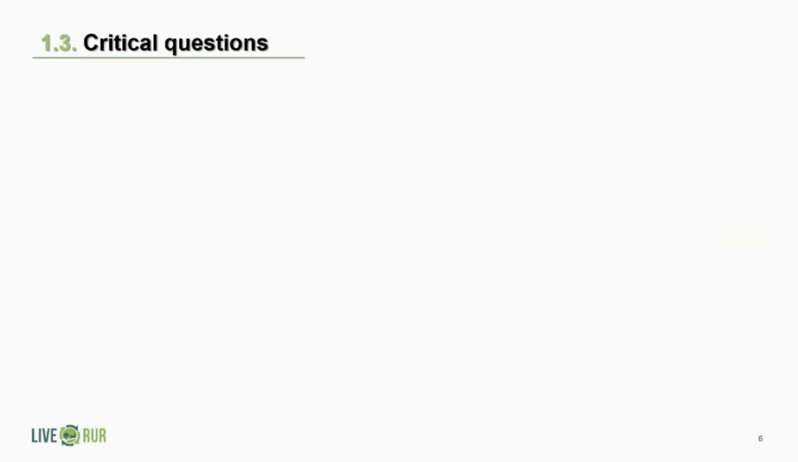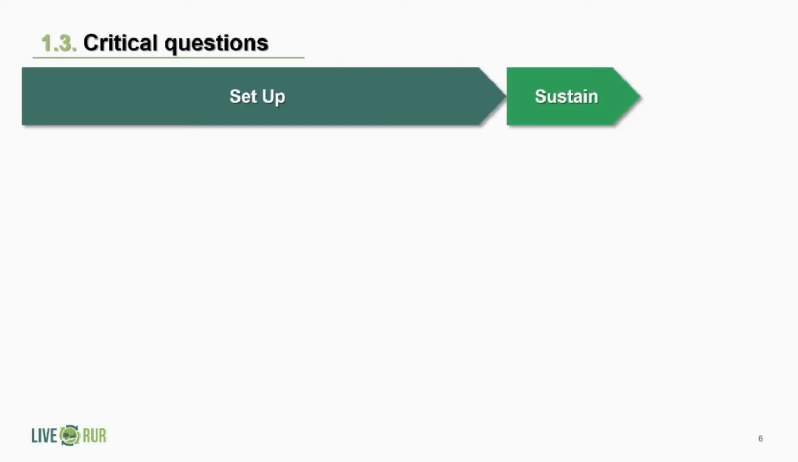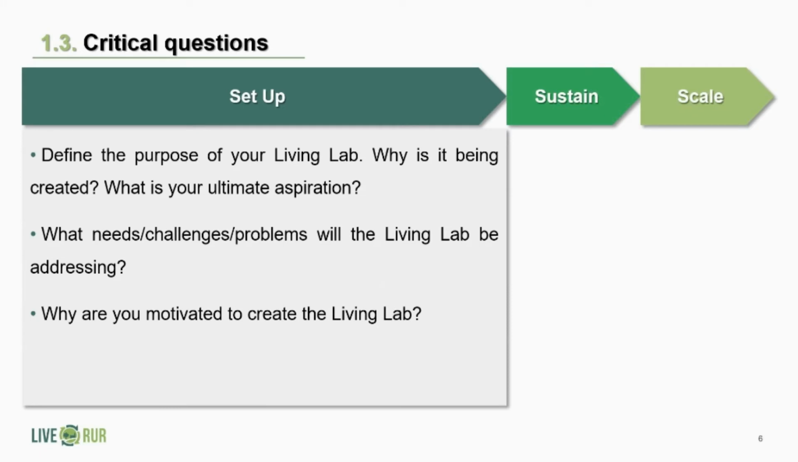Like any other project, a living lab may have different stages of its life cycle. In LIVERUR, 3 specific stages are considered, namely setup, sustain, and scale. For the sake of clarity in aiming to help setting up pilot projects, we will be focusing on the setup stage. When thinking about the goals of your project, there are critical questions that you should be answering. In the toolbox, you will be presented specific questions for each stage, many of which can be directly transformed into critical tasks that will help guide your work.